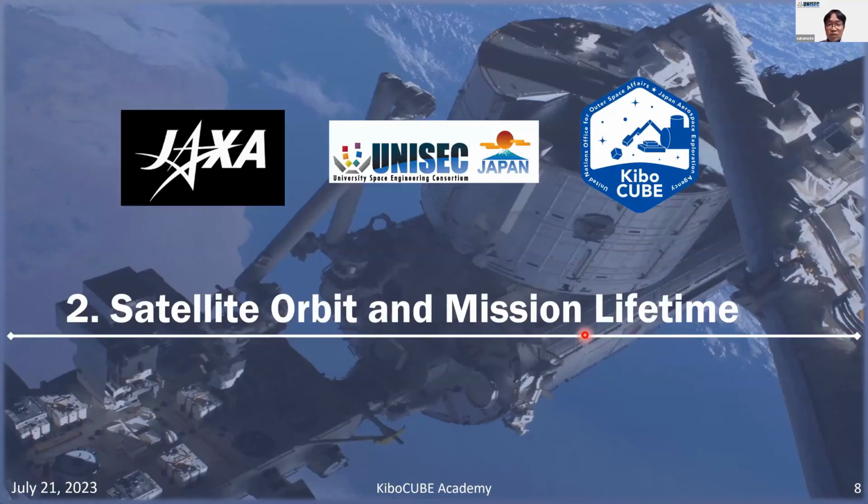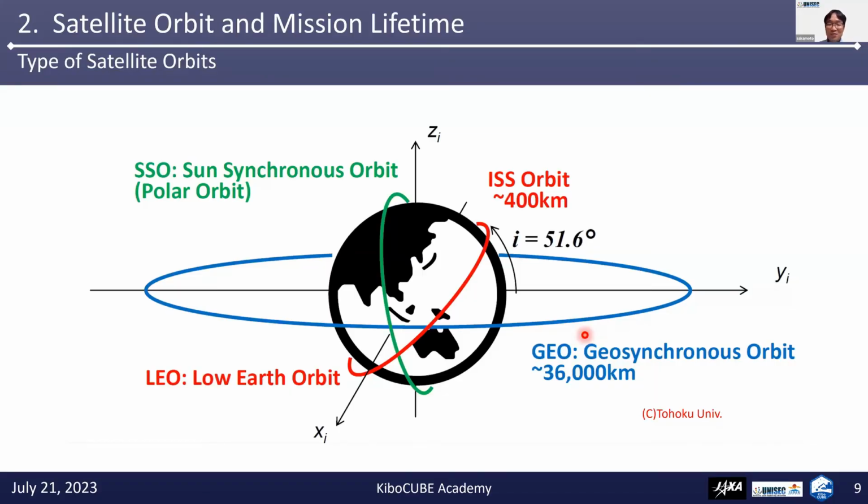Okay, section 2, satellite orbit and mission lifetime. This is the same figure as in the last presentation. For micro and nano satellite developers, low Earth orbit, LEO, this one and this one, is normally selected because there are many launch opportunities. A short distance to Earth has some merit. So communication transmitting power can be decreased, and high resolution images can be obtained by a small telescope or camera.